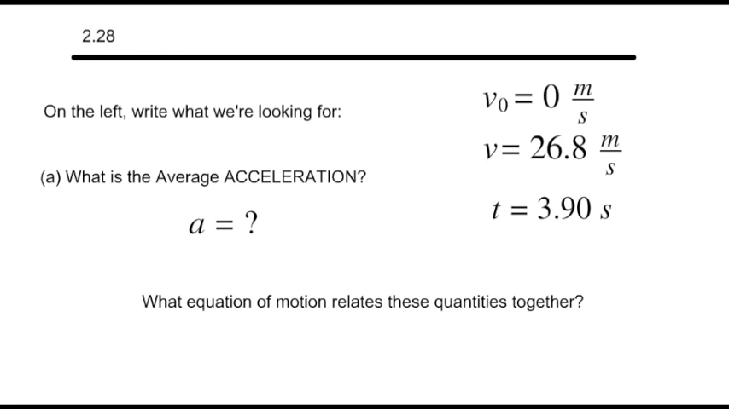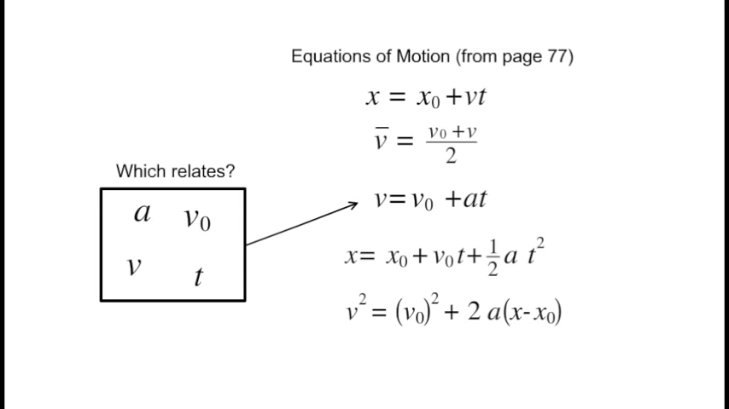On the left, I'm going to write what I'm looking for. What I'm looking for is the average acceleration, so I can write a equals question mark. Then I'm going to use these four different variables and figure out an equation that relates all four of them together. If I go to page 77 in my OpenStax textbook, I'm going to find these five different equations, and I'm going to look for one that has only these four variables. To me it looks like the third one. You can take a look at all of them, but the third one has only final velocity, initial velocity, acceleration, and time. So that's the one I want to use.